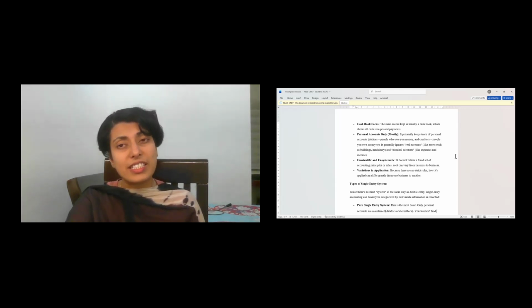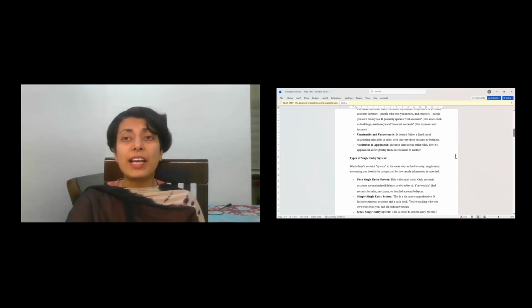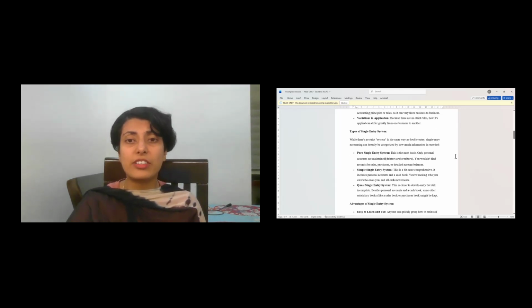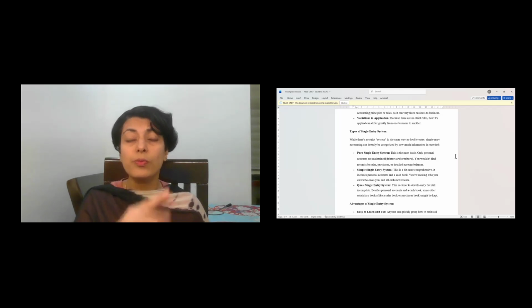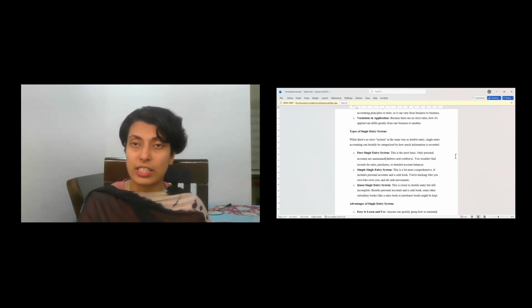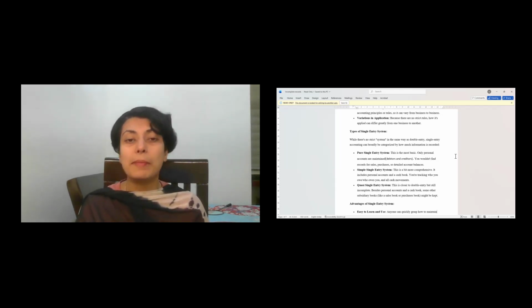And in single entry itself, we have 3 types of single entry. One is pure single entry, which means only the personal accounts are maintained. I've told you, to whom we owe and who has to pay money to us. Only these 2 accounts, personal accounts, that is debtors and creditors accounts, are maintained, which is known as pure single entry.